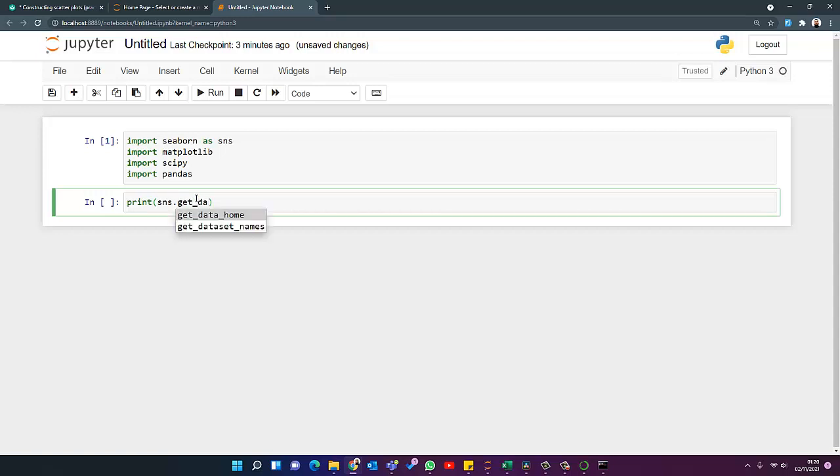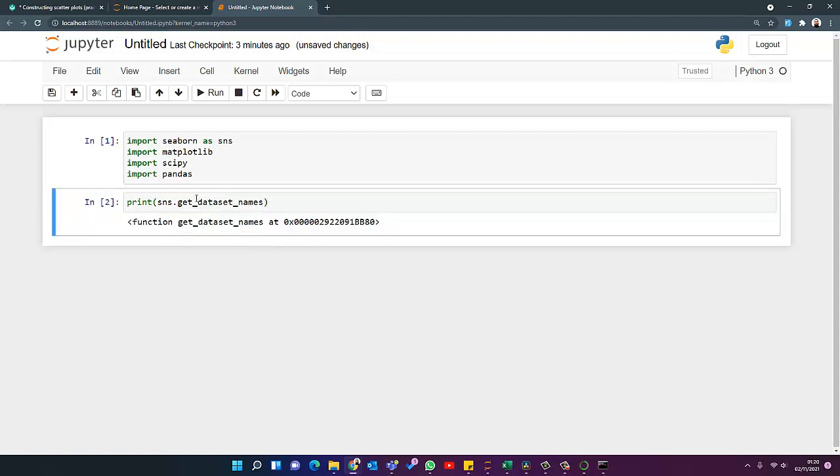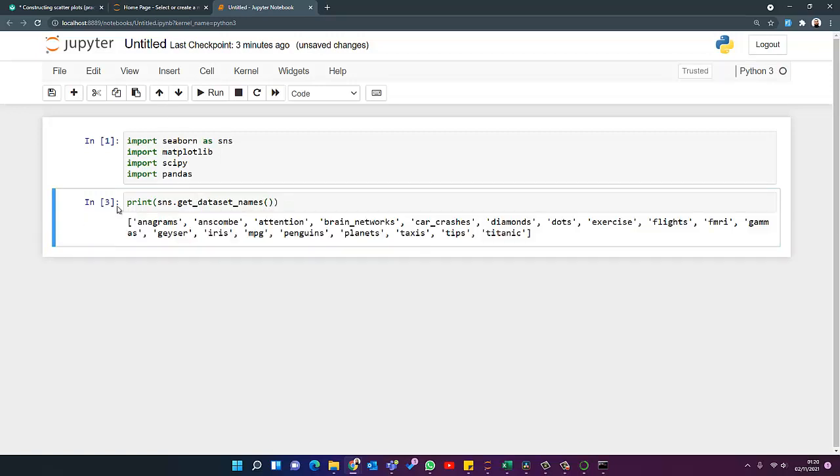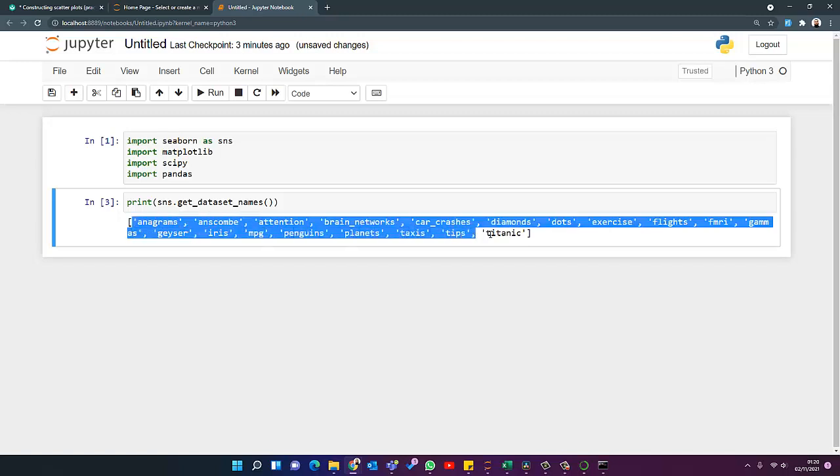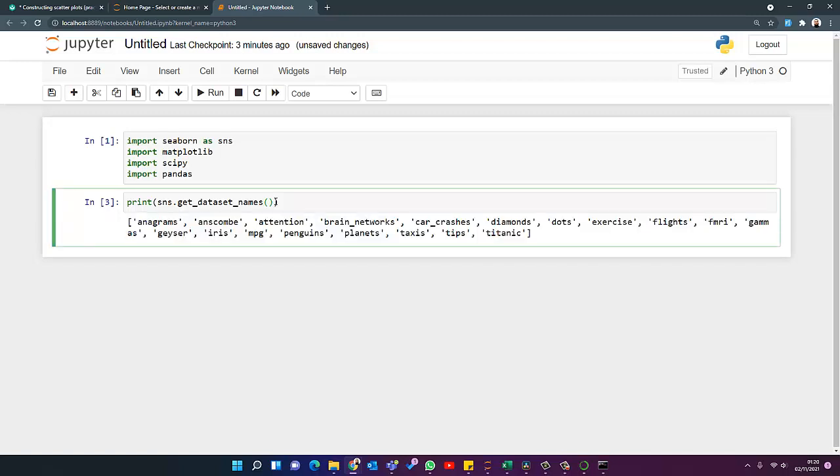So if I press tab, it gives me the suggestion get_dataset_names. It should give me the names. So these are the predefined datasets in Seaborn.